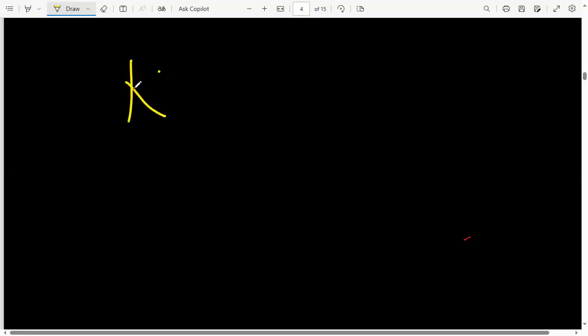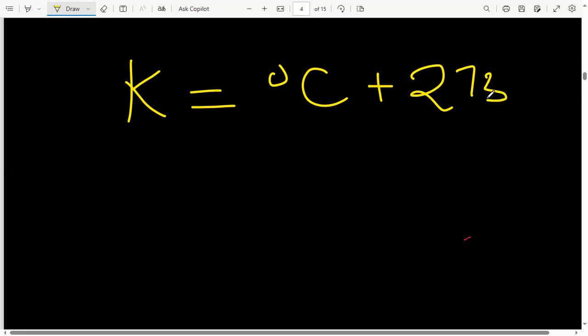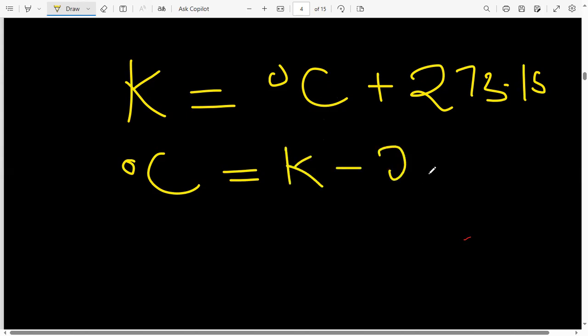So temperature in kelvins is given by the temperature in degrees plus what? You know this, plus 273. This is what we are using at secondary, right? But here we are going to add 273.15. Okay, so this is the formula that you use when you're converting either from kelvins or to degrees. So when you're converting from kelvins to degrees, you just make this the subject. So it will be kelvins minus 273.15.